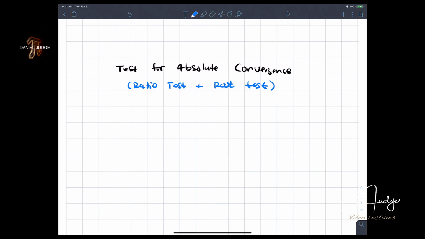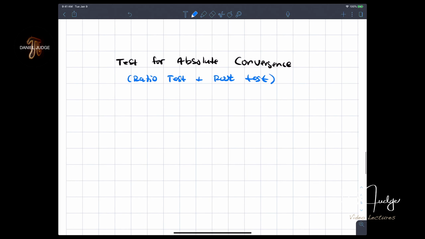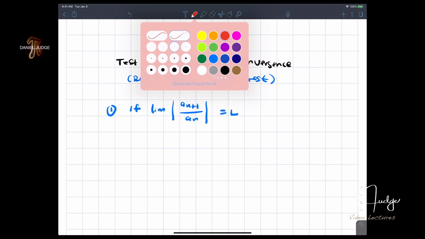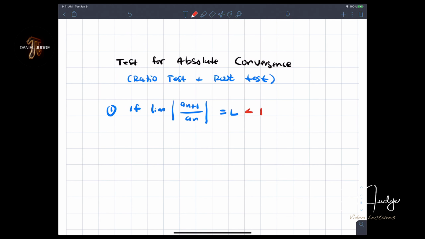Oh, I guess I wrote it the same way the book does. Okay, no big deal. So here's the test. Number one, there's really three criteria. If the limit of the absolute value of the ratio of a_{n+1} over a_n, this is really the ratio of the next term to the current term, equals L, and this thing has to be smaller than 1.